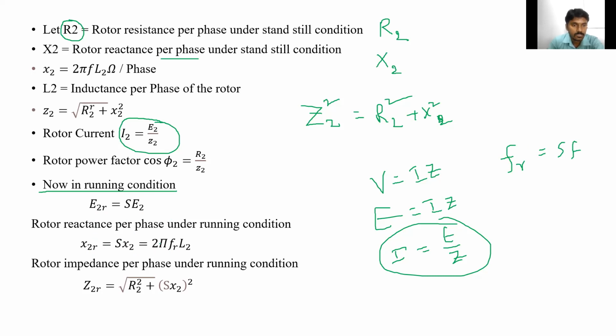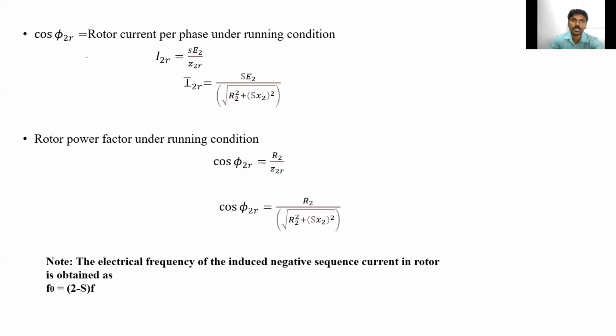Here S will also come. Next, the rotor impedance per phase Z2R is equal to the square root of R2 square plus S X2 square. Here the rotor resistance will not change between the standstill and running conditions, so that's why it is the same. So cos phi 2R is the power factor under the running condition.